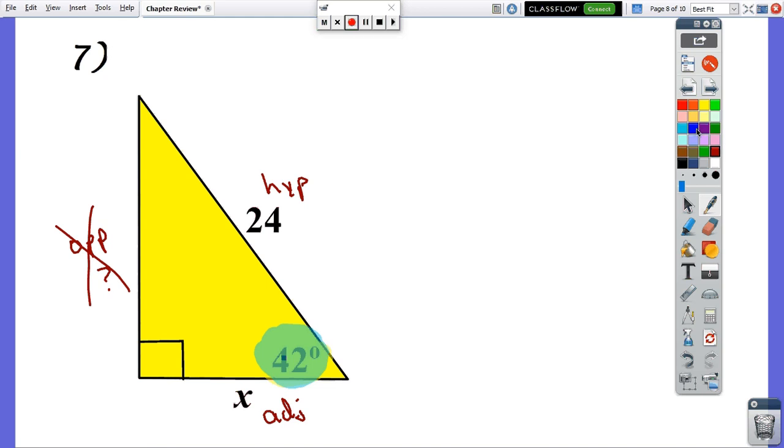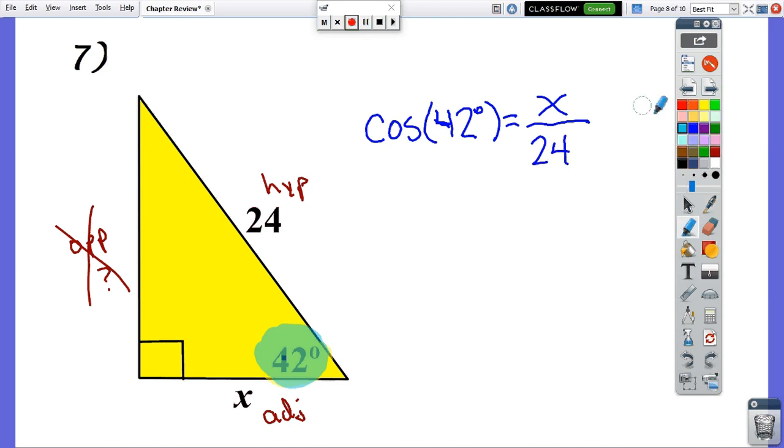So now we got to decide, is this a sine, cosine, or tangent problem? Adjacent and hypotenuse exclusively belong to cosine. So cosine of our angle, our 42-degree angle, is equal to first the adjacent side, x, over the hypotenuse, 24. Now, notice this time around, what we want to know is up in the numerator. So we're not going to be doing any flip-flop. Only if x was down in the denominator do we flip-flop.